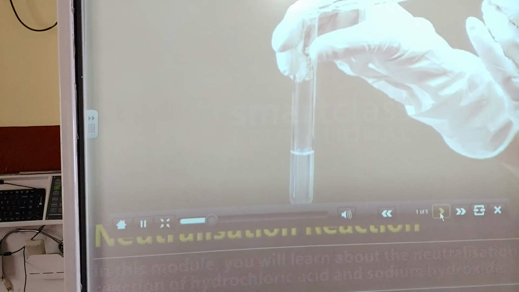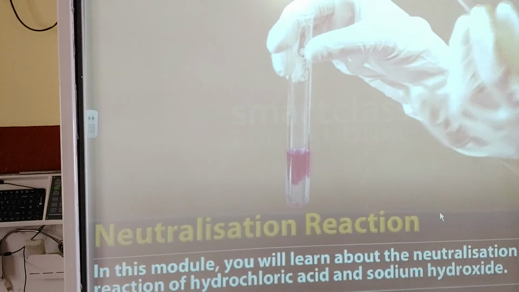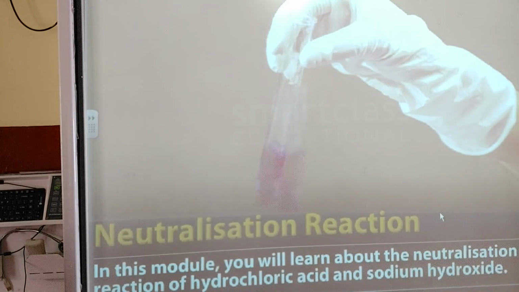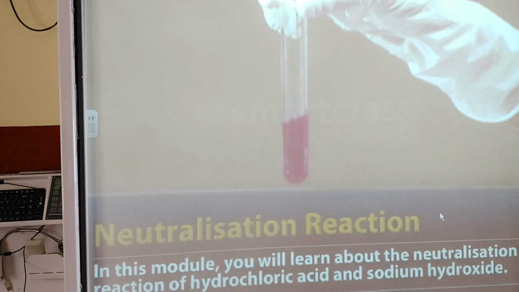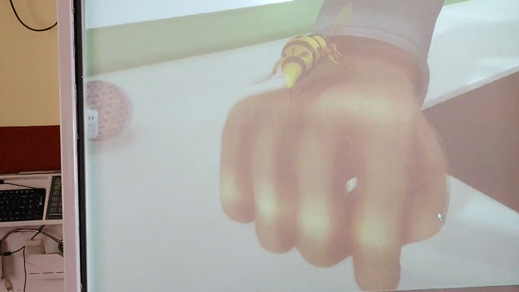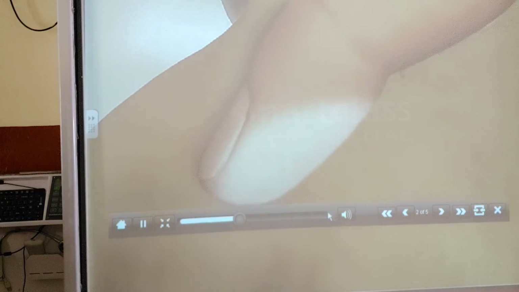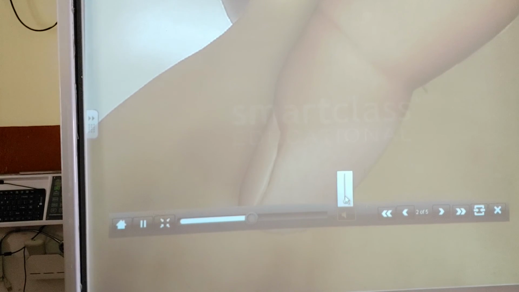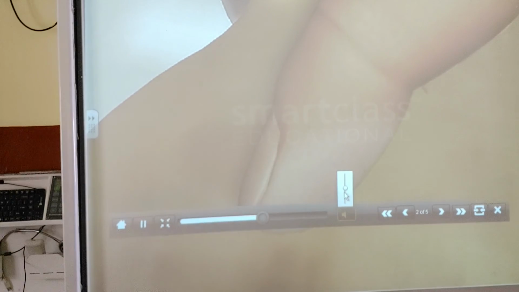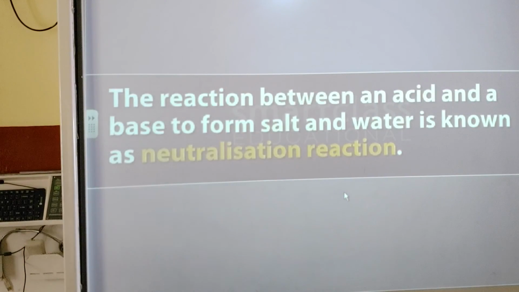Neutralization reaction. In this module, you will learn about the neutralization reaction of hydrochloric acid and sodium hydroxide. Have you ever been stung by a honeybee? A honeybee releases acid through its sting, which irritates your skin. But if you apply some mild base like baking soda on it, the irritation stops. It neutralizes the acid released from the sting. The reaction between an acid and a base to form salt and water is known as neutralization reaction.